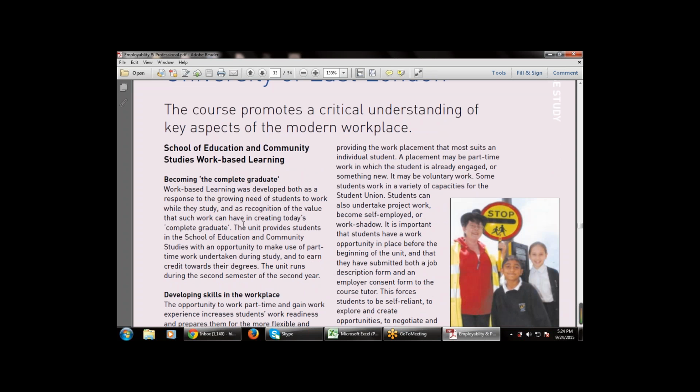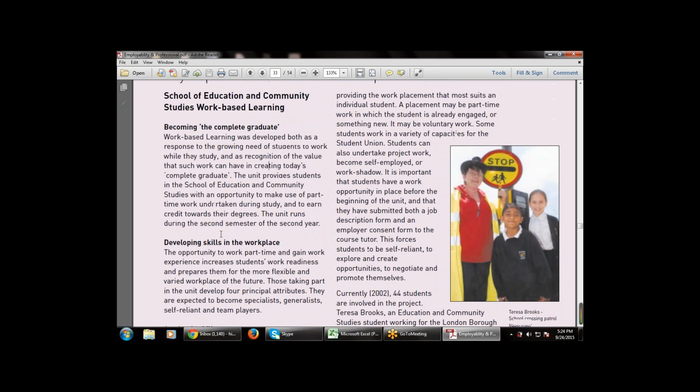The course provides multiple employability and skill development opportunities, which are developed as part of the employability component, and that makes a complete graduate. The unit runs in the second semester of the second year.